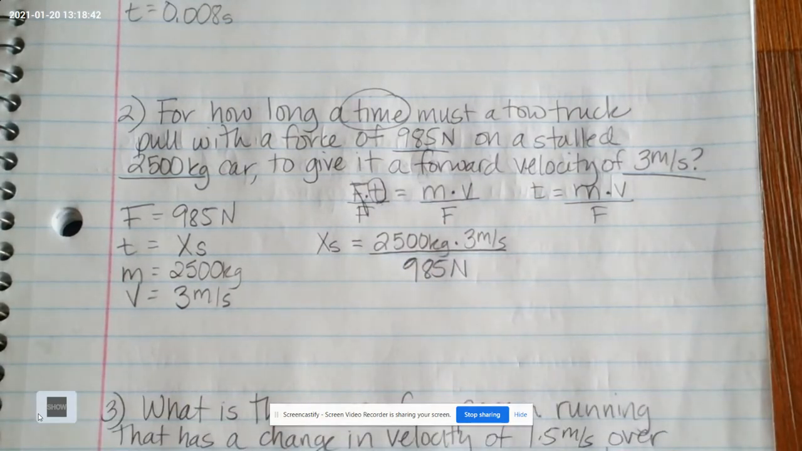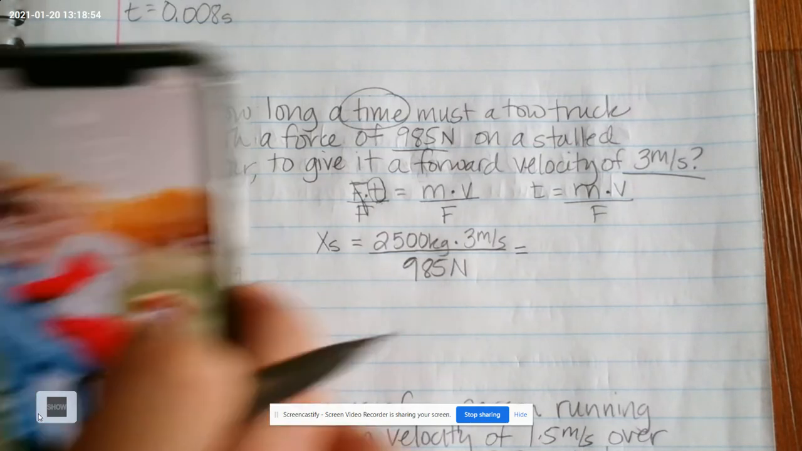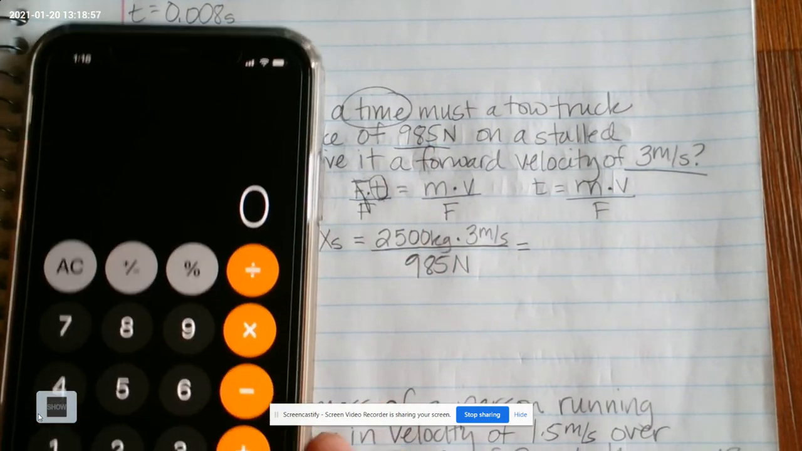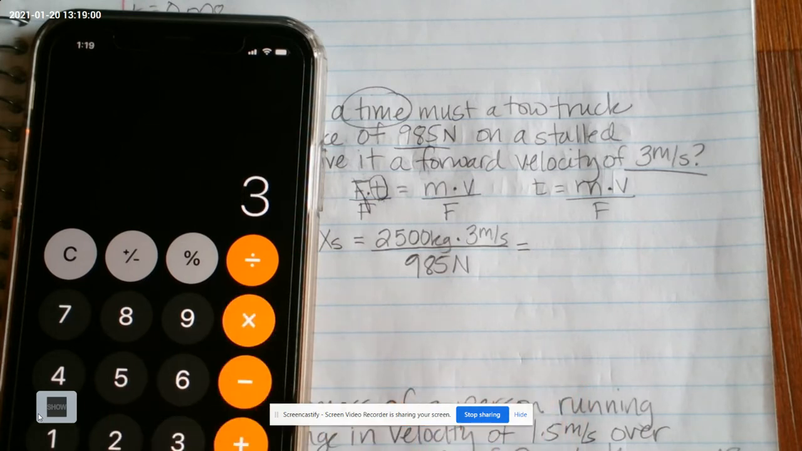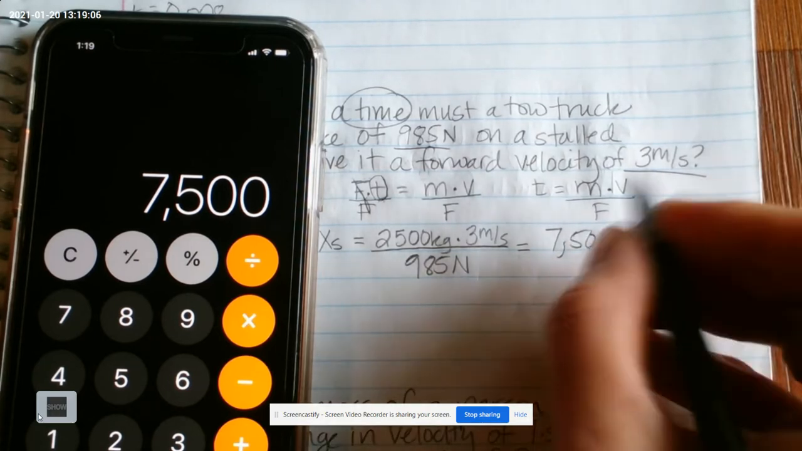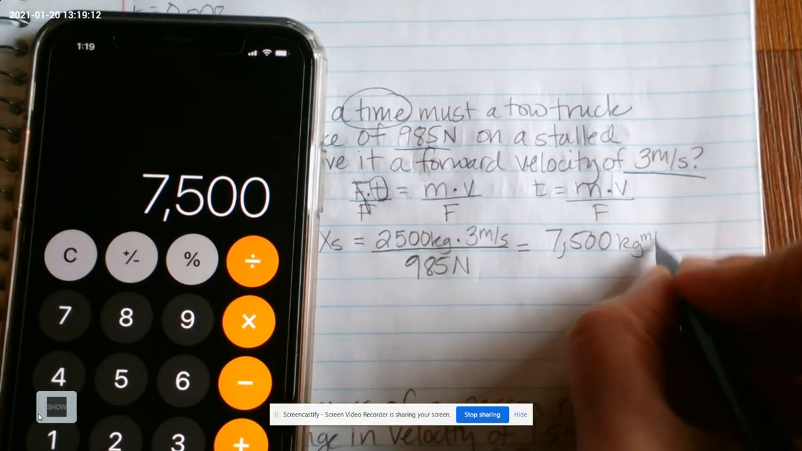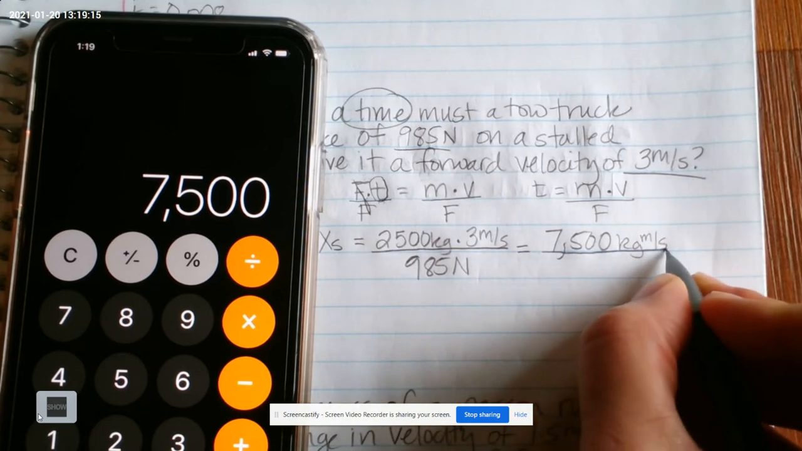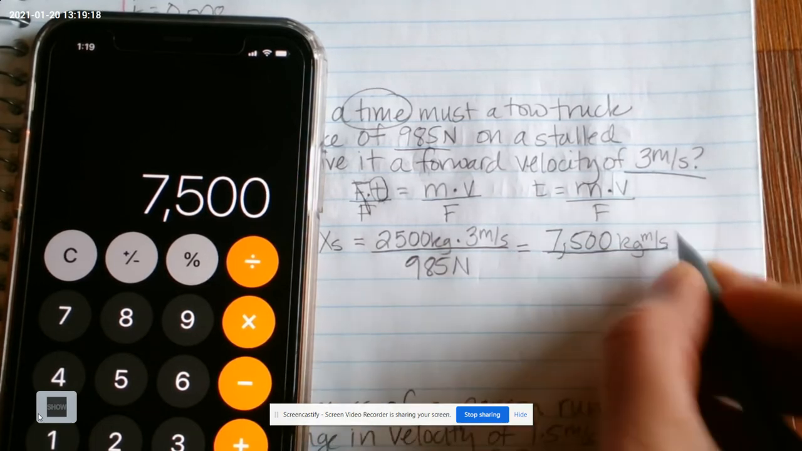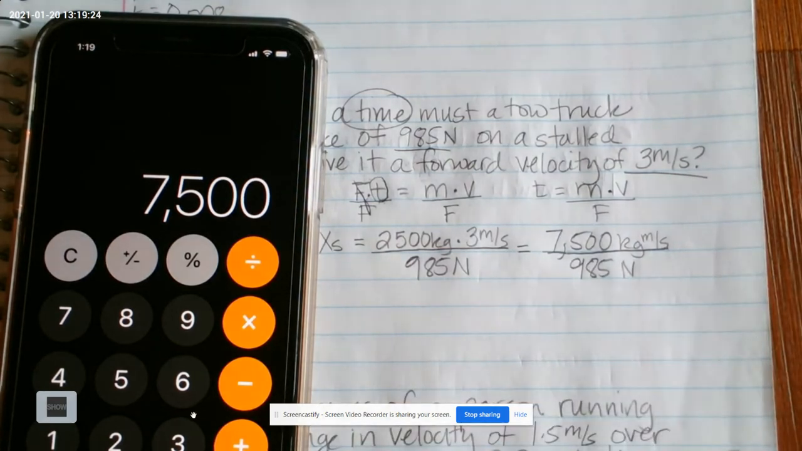Remember what we have to do is multiply everything across the top. We are going to do that first, and then divide it by what's on the bottom. So getting the calculator, we're going to have 2,500 times 3. You might know that 25 times 3 is 75, so it's going to be 7,500. I'm going to carry over the units. Kilograms times meters per second is kilograms meters per second, because our units will work out too. Remember that, and that's a momentum unit. So now we have a momentum on the top, divided by a force, and that's 985 newtons.